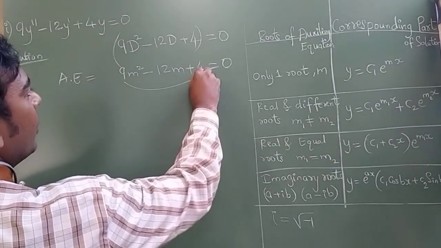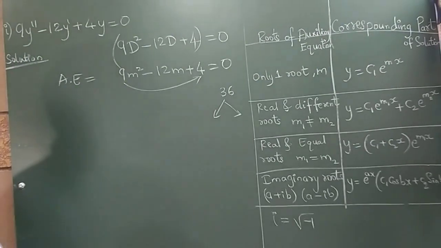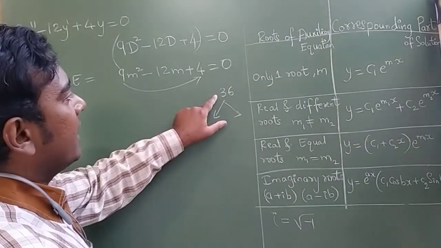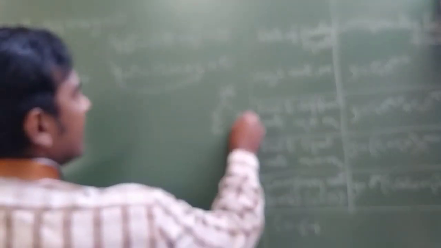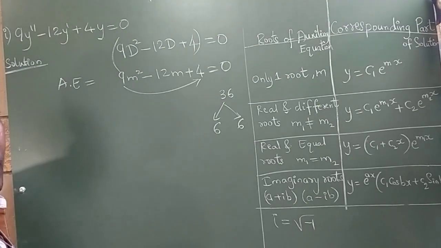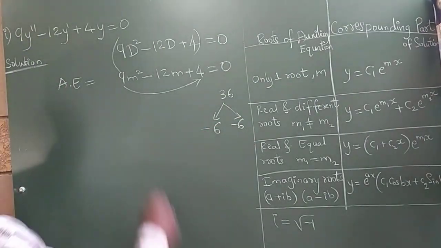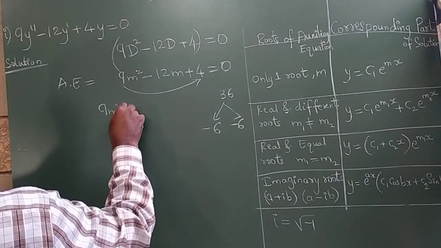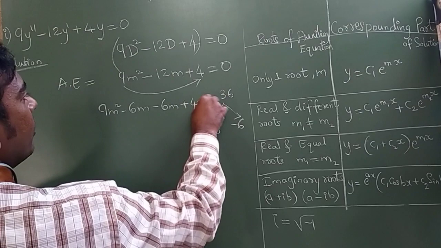So 9 fours are how much? 36. Now you need to tell me two numbers, such that if I multiply, I must get 36, and if I add, I must get minus 12. So 6 sixes are 36. 6 plus 6 is 12, but not minus. So what am I going to write? Minus 6 and minus 6. So I am going to write here 9m square minus 6m minus 6m plus 4 is equal to 0.